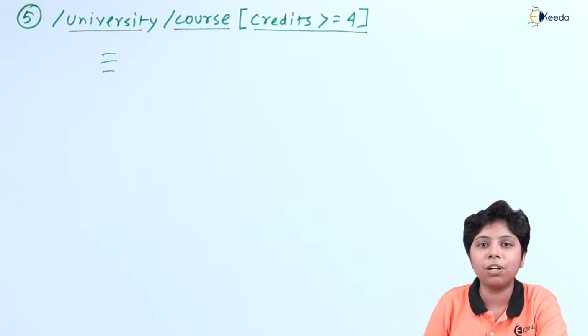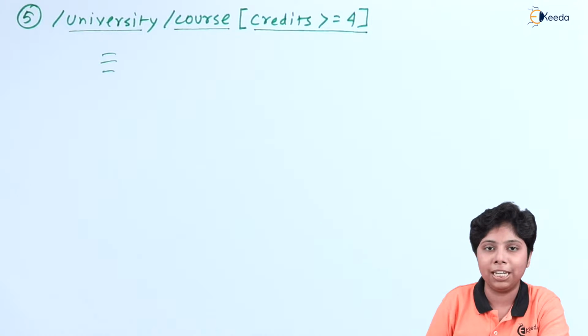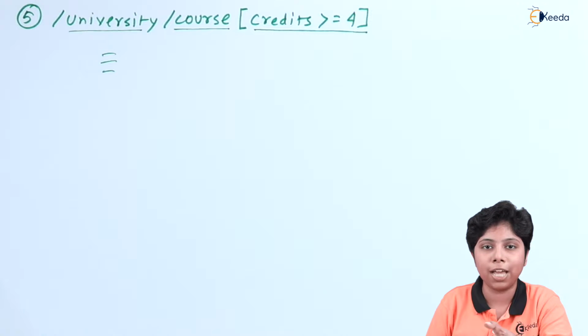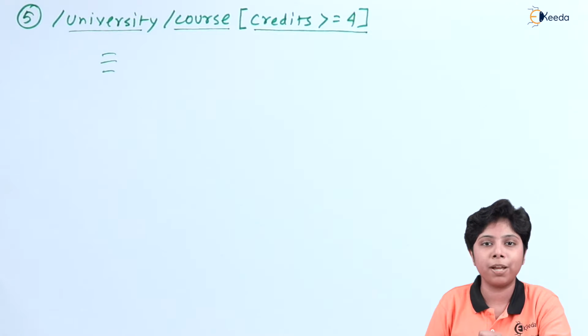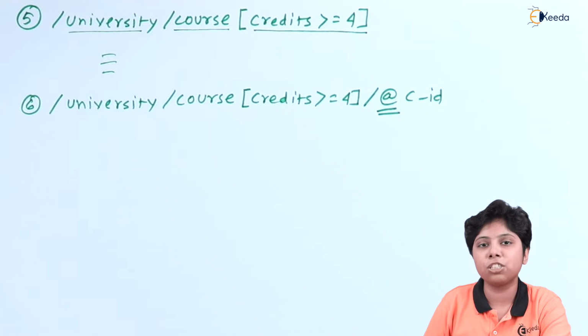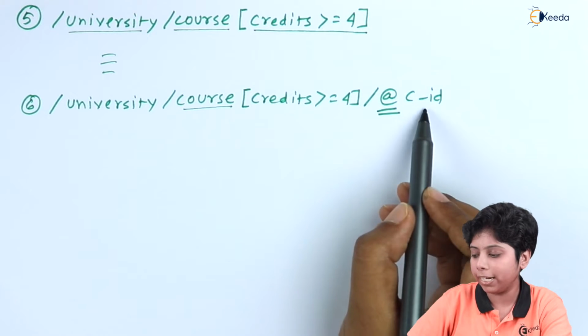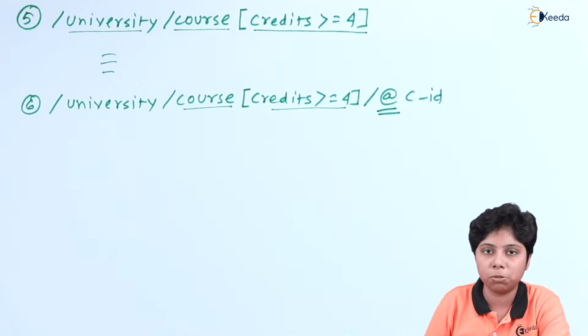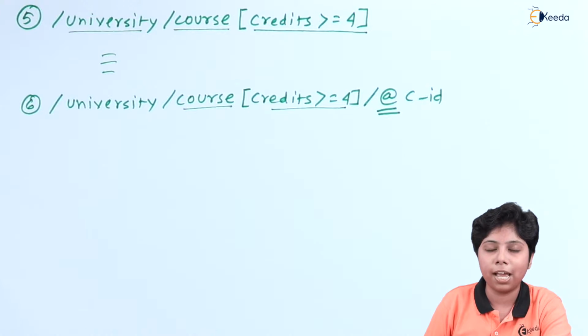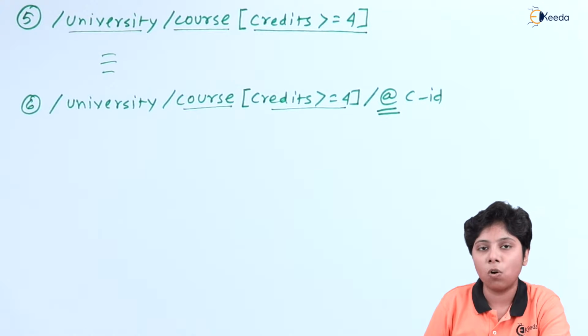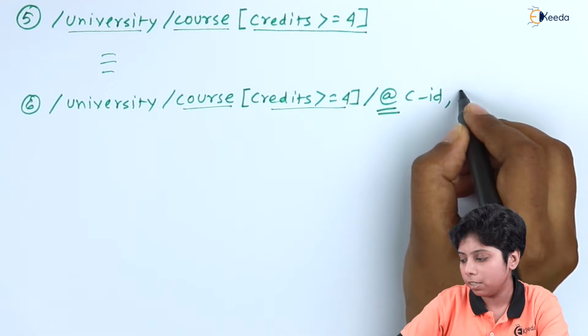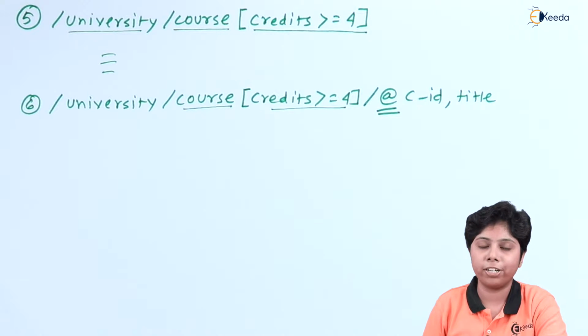But if I want a particular attribute, course ID, based on this predicate, my query is: fetch the course ID of the courses whose credit is greater than or equal to 4. So how will I configure my query? The character @ gives access to a particular attribute value on that course element. So here the course ID will be returned on the predicate credits greater than or equal to 4. We could also use a set of attributes by separating them with a comma. Say I want to fetch the course ID and the title on the course element where credits is greater than or equal to 4. We could use course ID comma title as a set of attribute values.